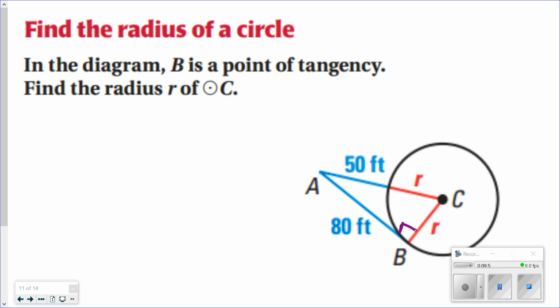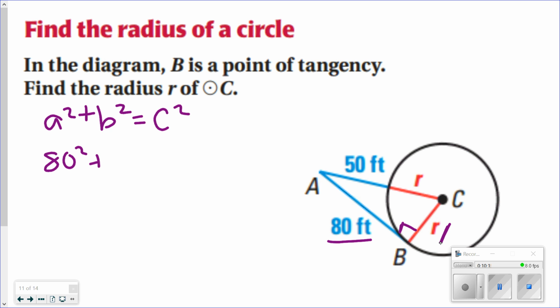So in the diagram, B is a point of tangency. Find the radius of circle C. All right, so if I'm going to use the Pythagorean theorem, I know that a squared plus b squared is equal to c squared. I'll call this a, so that is AD squared, plus my other leg is r, so I'm going to call this r squared, is equal to.